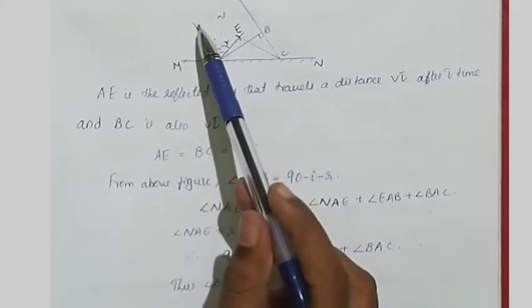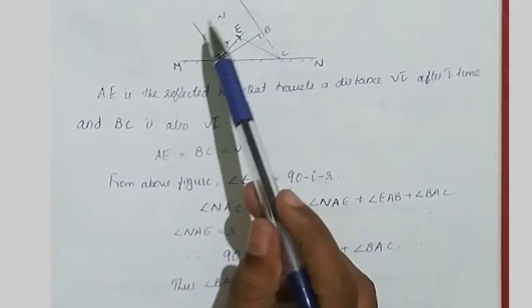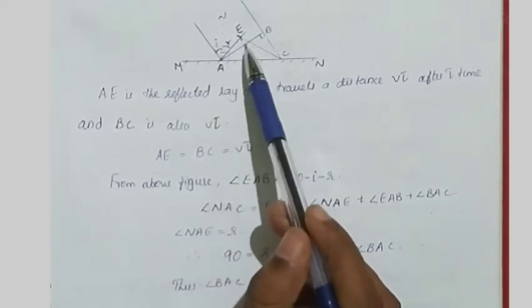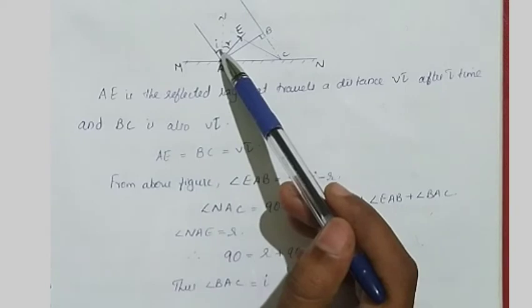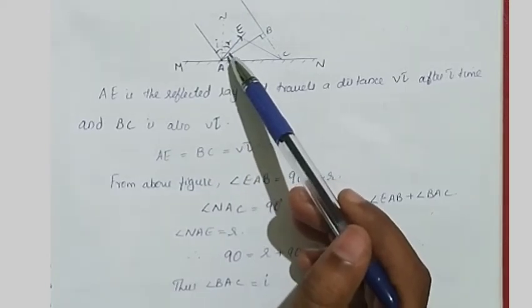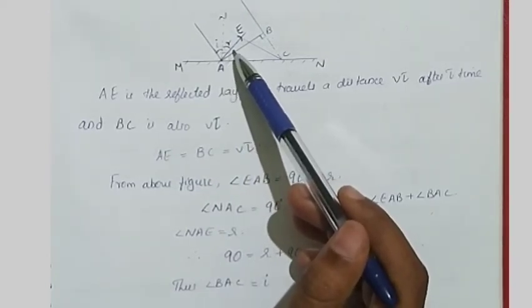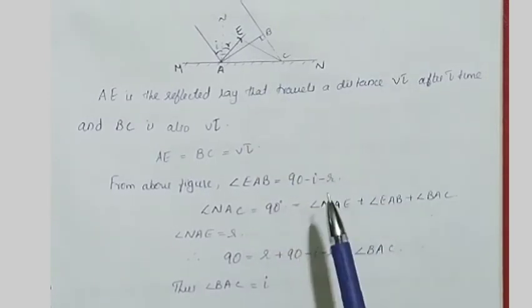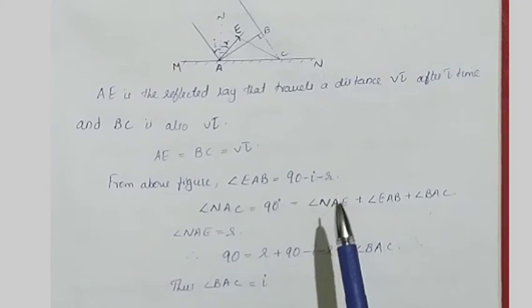So we have analyzed the plane wave here, and we know that the angle A in the plane wave is a total of 90 degrees. There is the angle of incidence and the angle of reflection, therefore the remaining is 90 minus I minus R. So we have obtained angle EAB to be 90 minus I minus R.